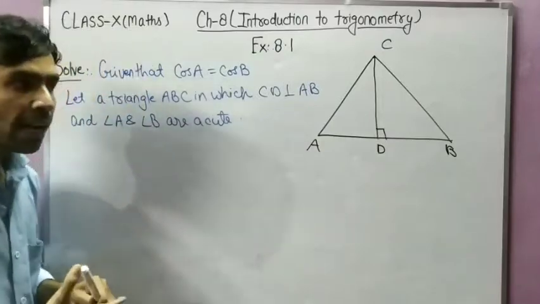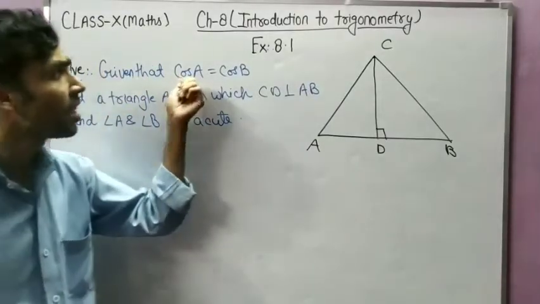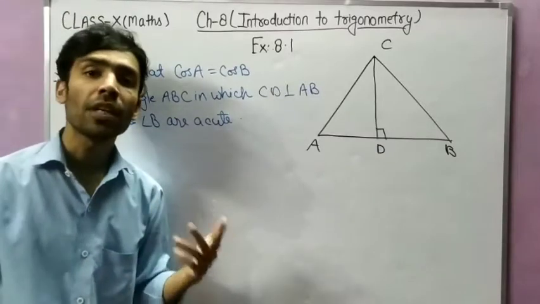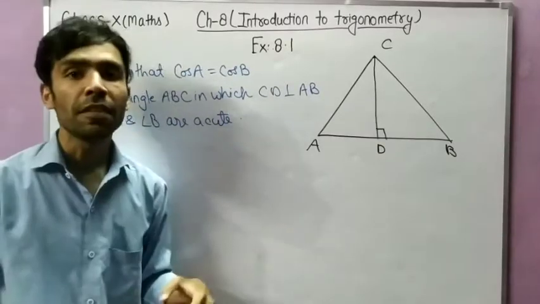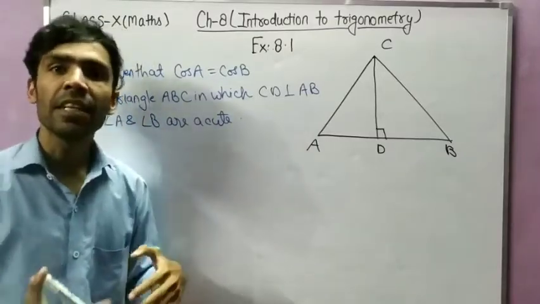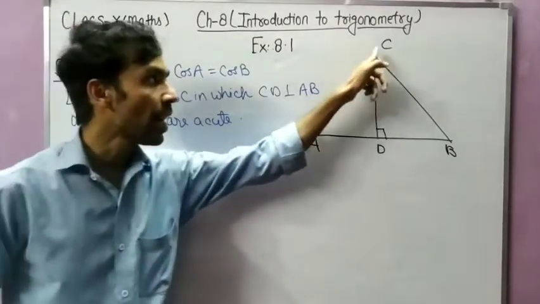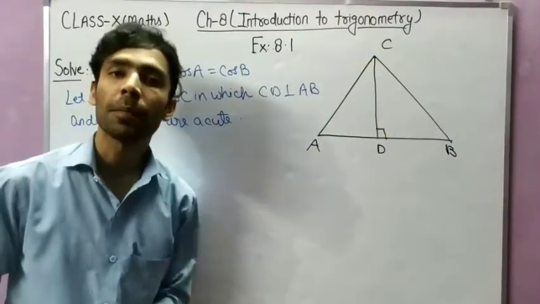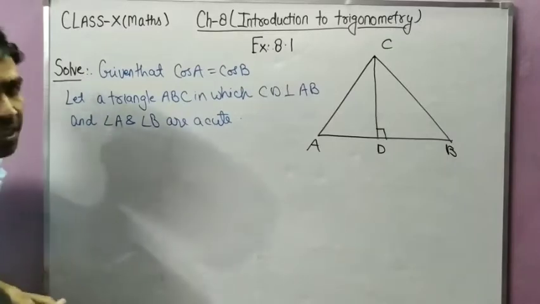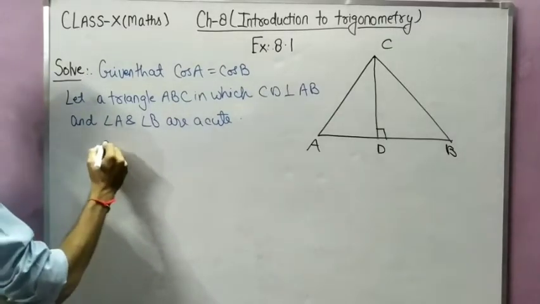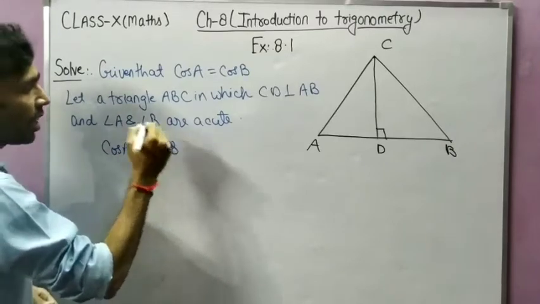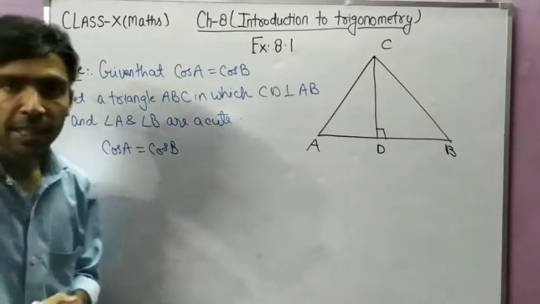Why have I drawn the perpendicular? Because here it is given that cos A equals cos B, and trigonometric ratios are applied only in right angle triangles. For a right angle triangle we need a perpendicular, so that's why I have drawn CD perpendicular to AB. Now, whatever is given, you write it. Given that cos A equals cos B.